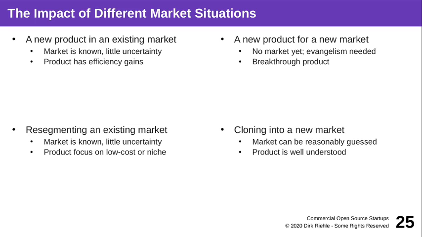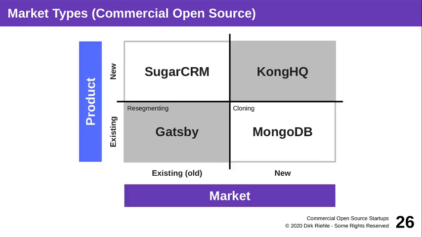That's often the case if you go from one country to the next, or you go from one market to an ancillary market, say from teenagers to a young, or people in their 20s or so. That would be cloning a product into a new market.